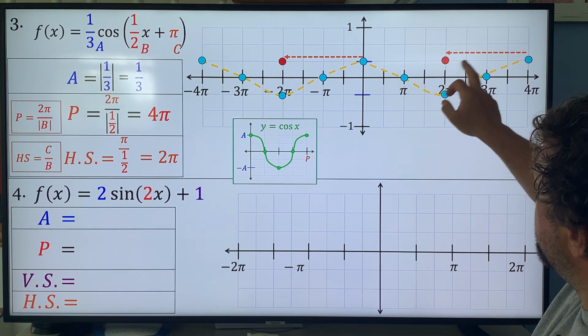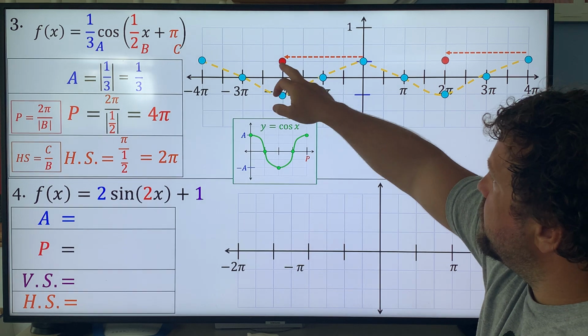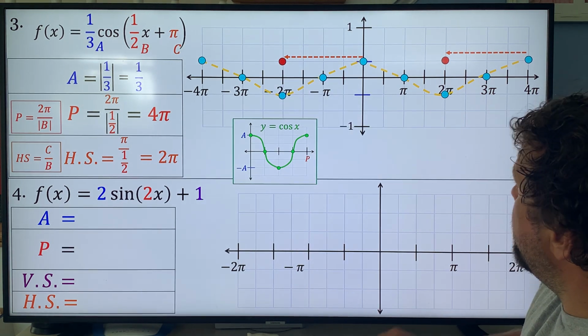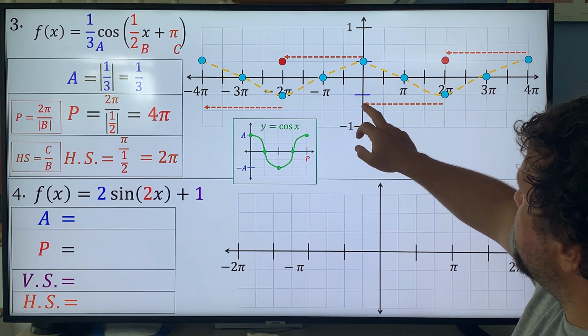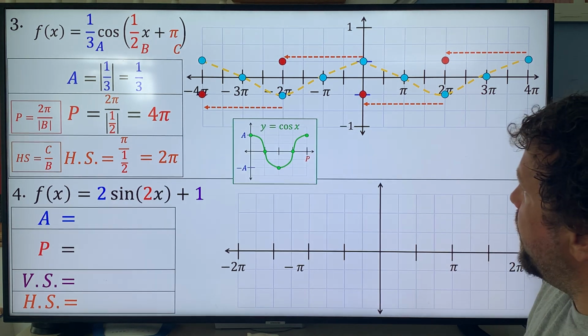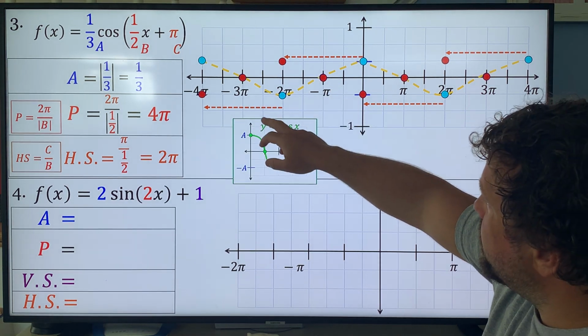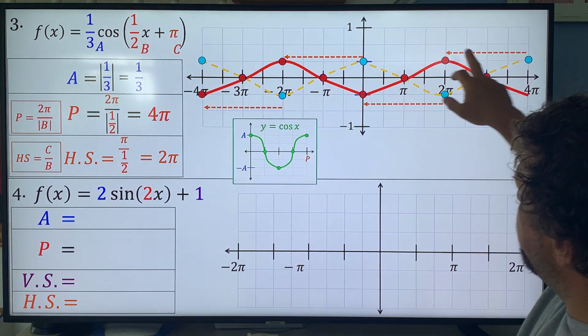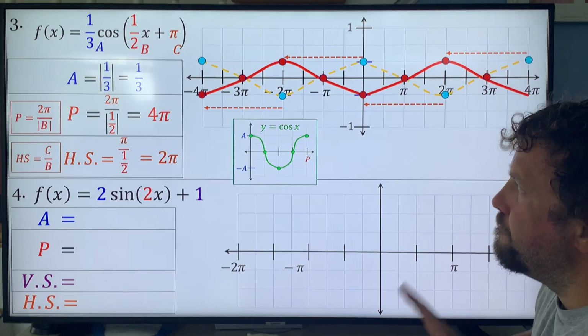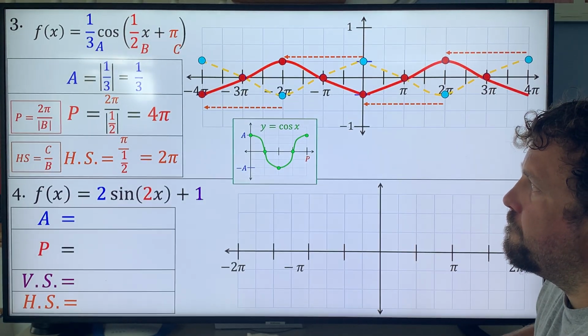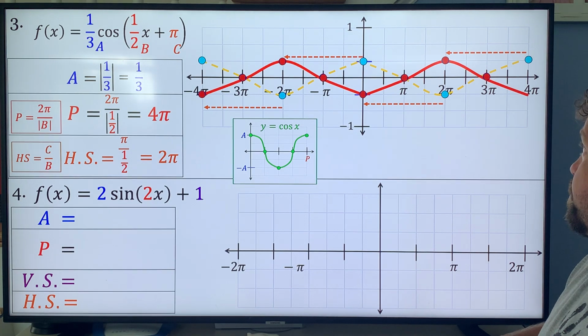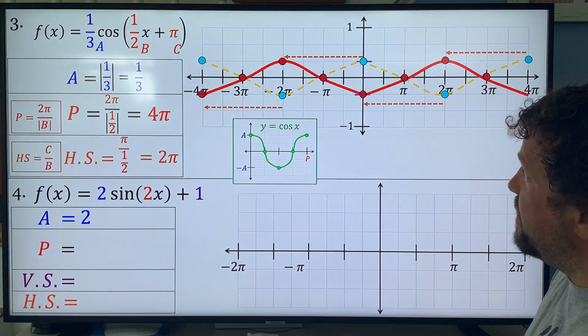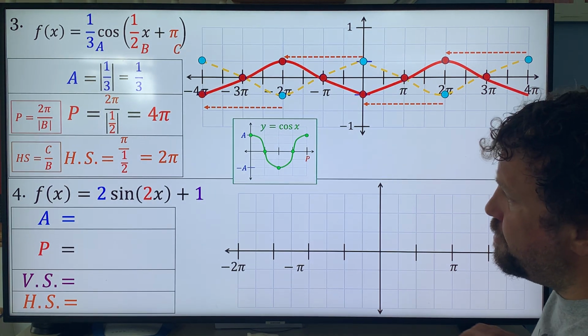All right, so this goes over 2 pi to the left. This slides over 2 pi to the left. This slides over 2 pi to the left. You get it? These guys slide over. So my graph looks like that. Good. That's it. Maybe put some arrows there, but I didn't. All right, ready for the next one?